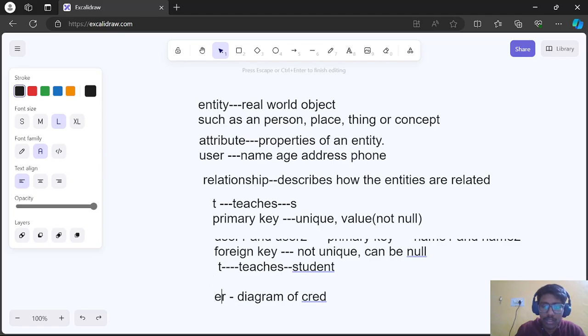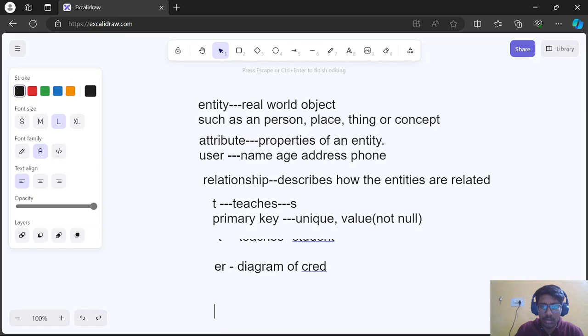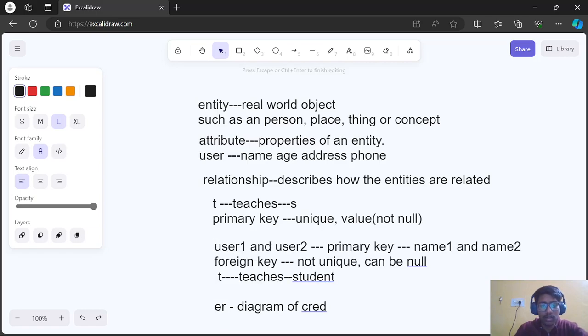So okay, it's not scrolling. So maybe I have to.